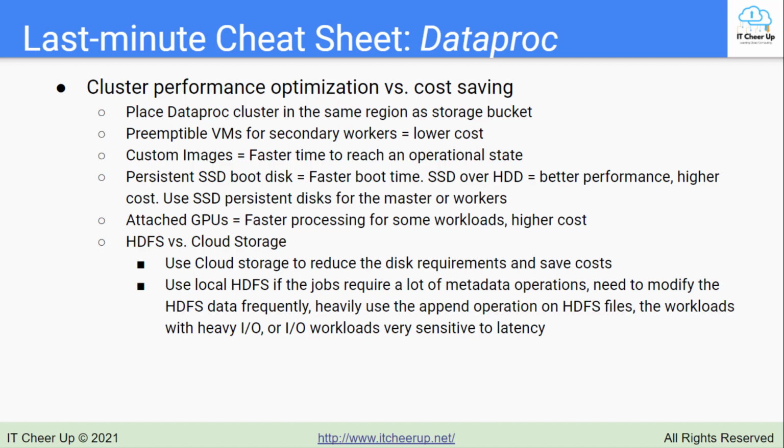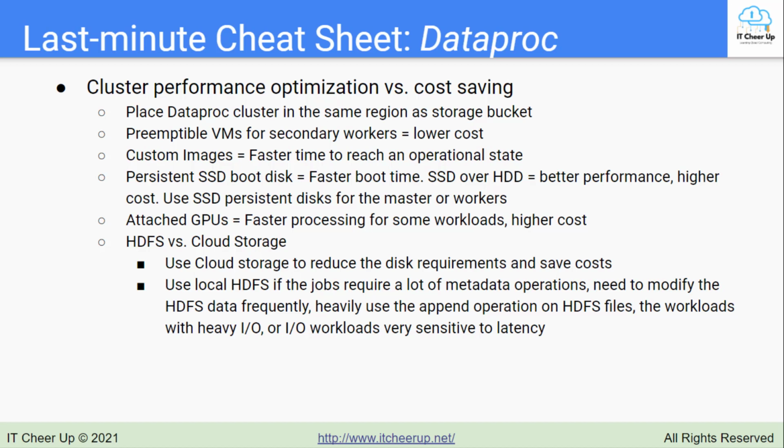SSD over HDD for better performance, but with a higher cost. Use SSD persistent disks for the master or workers. Attached GPU use will speed up processing for some workloads, but with a higher cost. Pay attention to the choice between HDFS versus Cloud Storage. Use Cloud Storage to reduce the disk requirements and save cost.